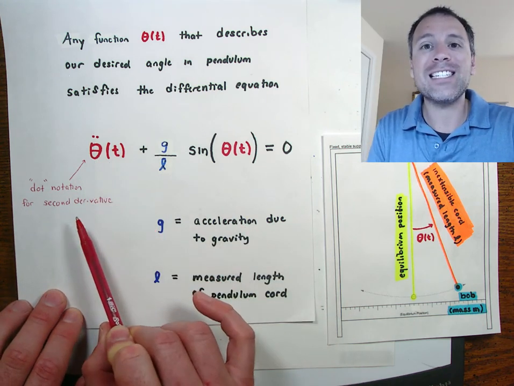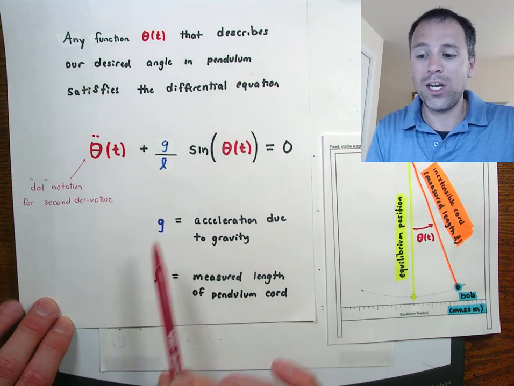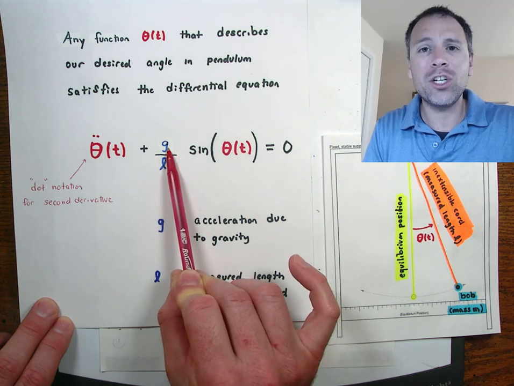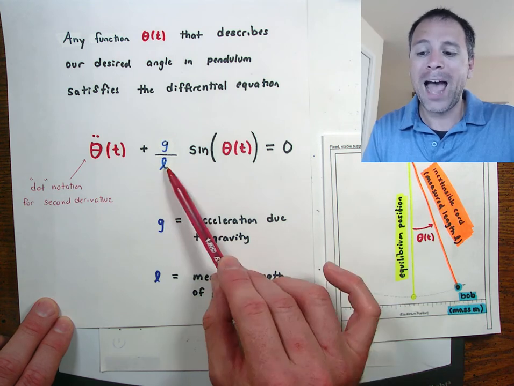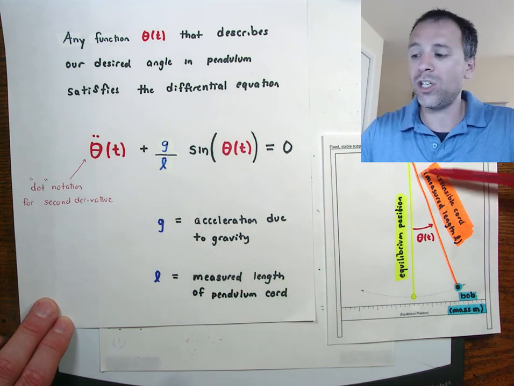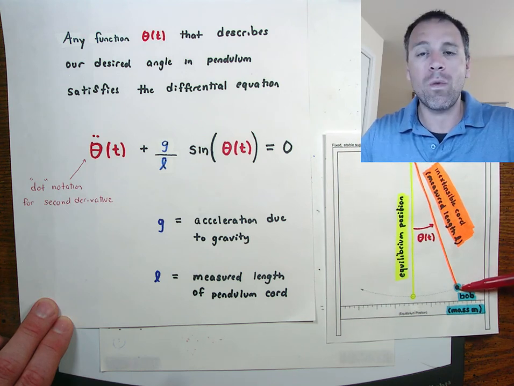It represents a second derivative. We'll break that down in just a second, but let's continue analyzing this equation. When you see g divided by L, g is the acceleration constant due to gravity, usually 9.8 meters per second. And L is a measurement of the length of the cord of the pendulum, which is the distance from the pivot position all the way to the point mass called the bob.